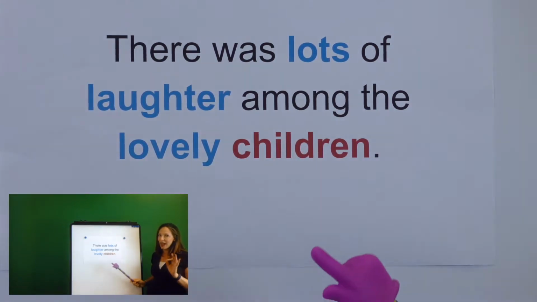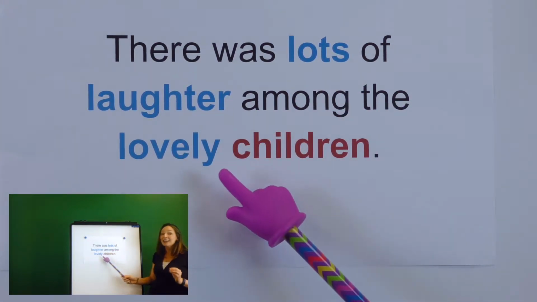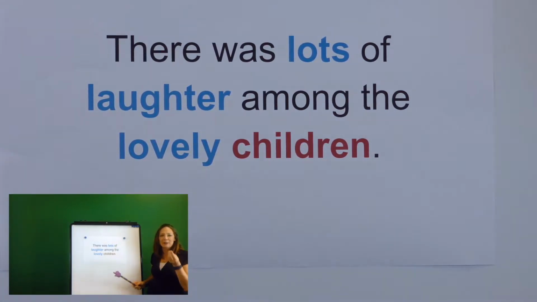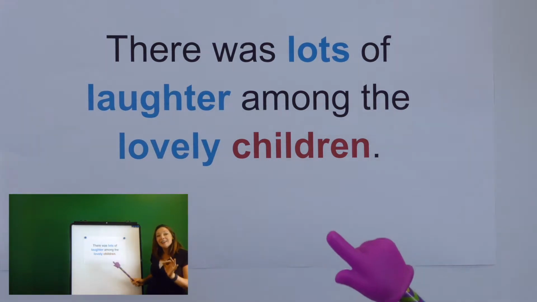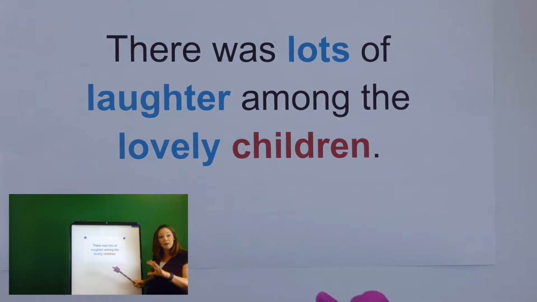So let's take a look at those L sounds in particular. Lots, laughter, and lovely all begin with a light L sound, so the full L sound is being produced. But let's take a look at this L in children. The L sound is muted by the I and the D that come before and after it. Children. So even though the L sound is there, it's very, very subtle. That's what makes it a dark L.